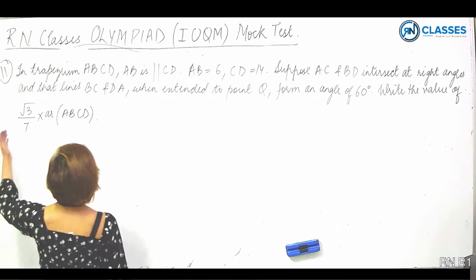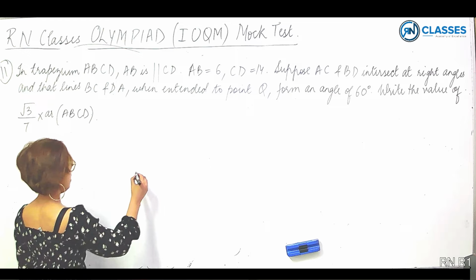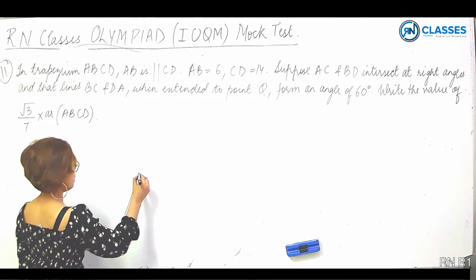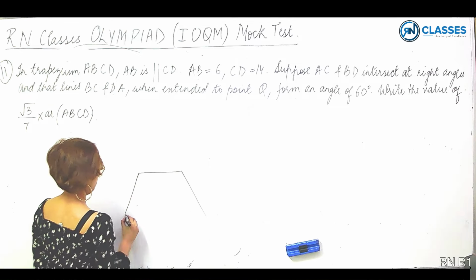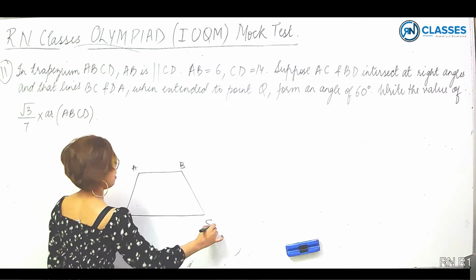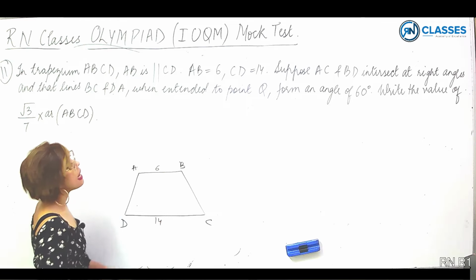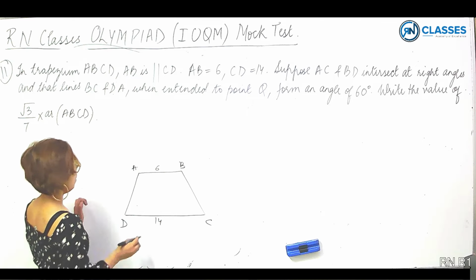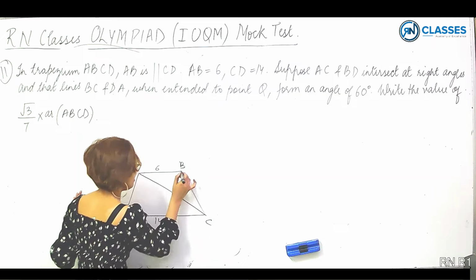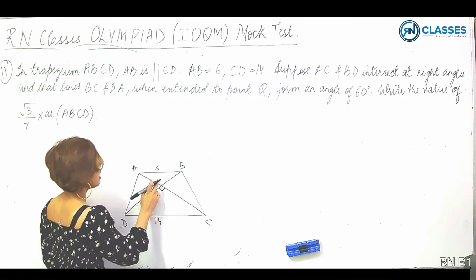He says in trapezium ABCD, AB is parallel to CD. Okay, so I will have my trapezium like this. Who's A, B, C, D? Obviously this is 6, this is 14. Suppose AC and BD intersect at right angles. So this is 90, this is 90, this is 90, this is 90.